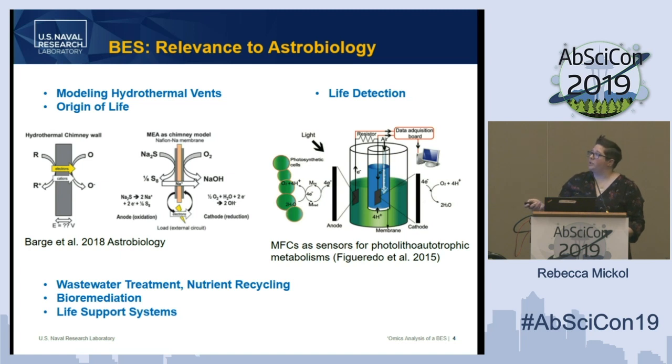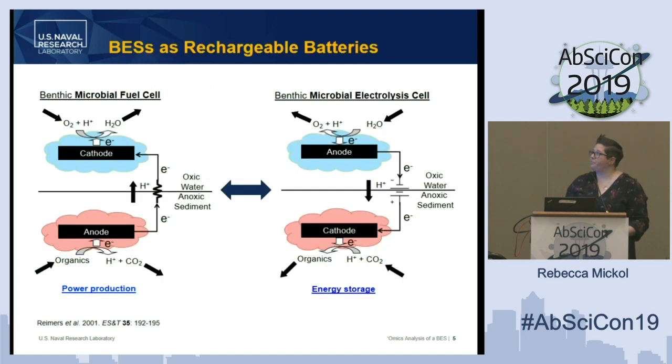And so Lori showed some hydrothermal vents. There's also some applications of microbial fuel cells to life detection. In this case, current production would be correlated with photo- or chemolithoautotrophic microorganisms. BES in general have a lot of use in wastewater treatment and nutrient recycling, and so they're also looked at as potential life support systems for both the ISS and for long-term space travel.